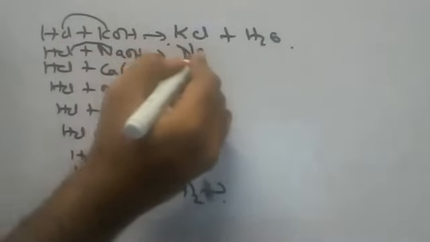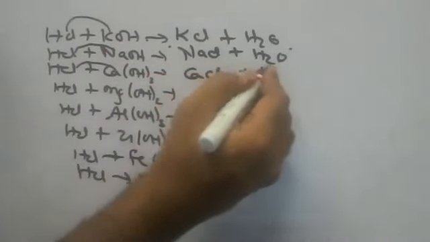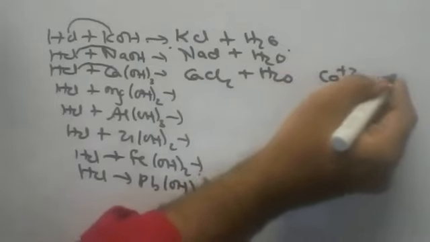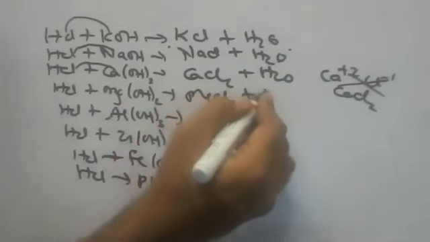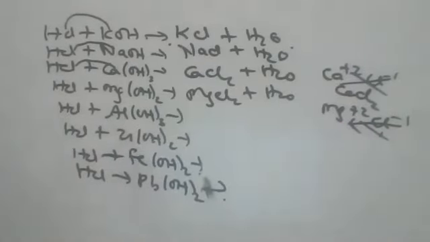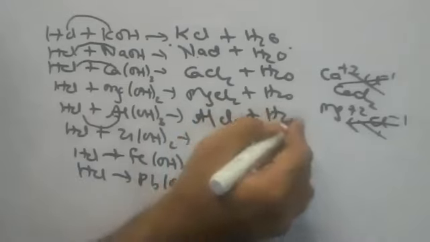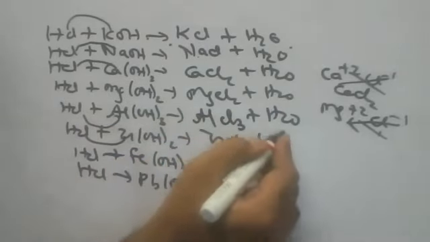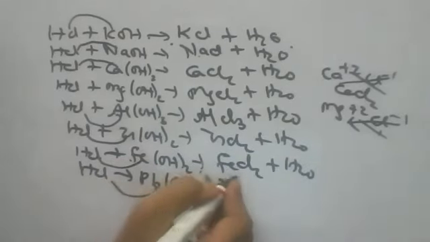What is the salt you will get, children? NaCl plus water. Water is compulsory. What is the salt you are getting here? CaCl2 plus H2O. Ca is plus 2, Cl is minus 1, so CaCl2. What will you get, children? MgCl2 plus H2O, because Mg is plus 2, Cl is minus 1. That's why I told you to do formulas yesterday, so you don't get confused about why sir is writing Cl here and Cl2 there. What is here? AlCl3 plus H2O. ZnCl2 plus H2O. FeCl2 plus H2O. And PbCl2 plus H2O. Like this you should do, children.